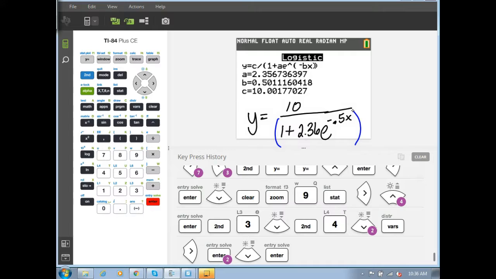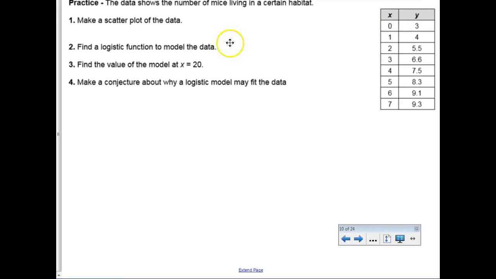So you either need to plug in 20, trace to 20, or go to your calculator and plug in 20 that way. Either way, you should get really close to 10. I didn't write any of that down. So I'm just going to say about 10.